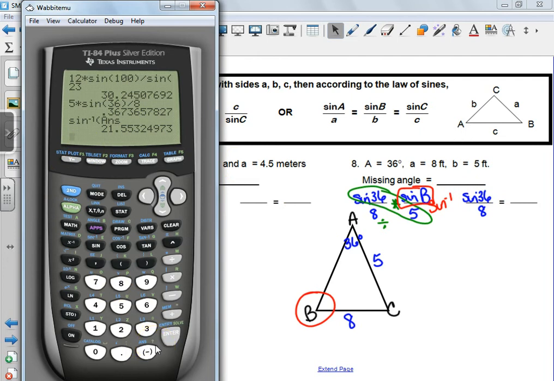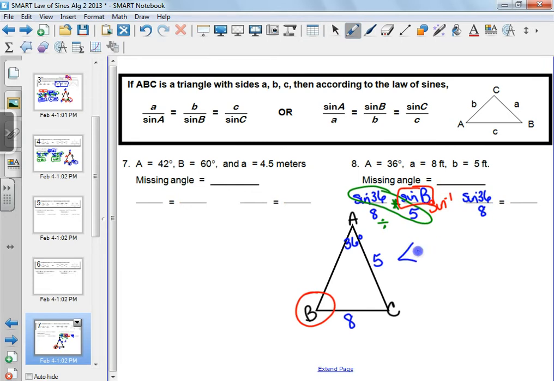So who did we just find? I forgot. Angle B. So angle B is 21.6. There's my answer for that. I'm going to go back to my picture and label that. Okay, now I think I can find the third angle really easily. 180 minus 36 minus 21.6. 122.4. So off to the side somewhere, angle C is 122.4.